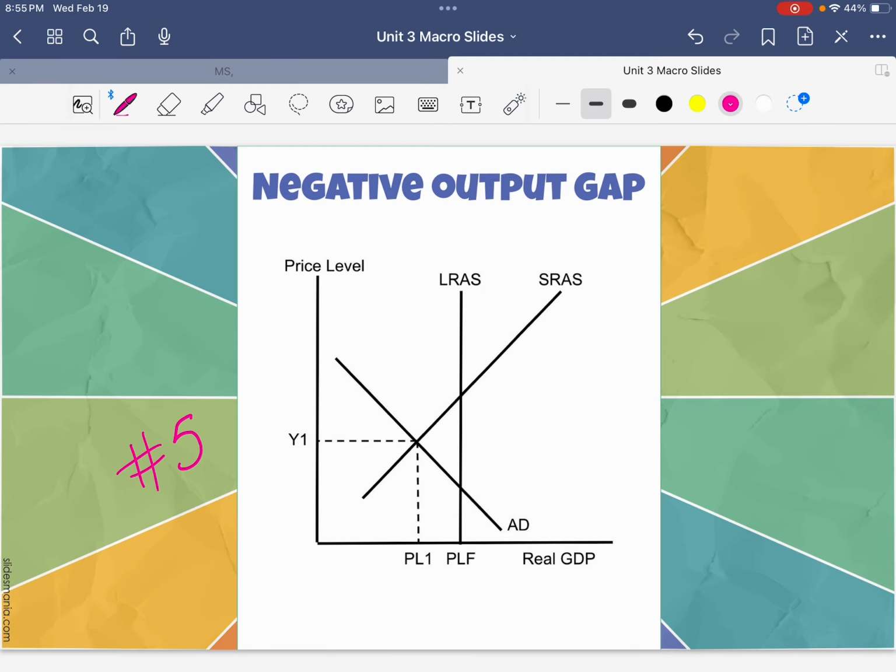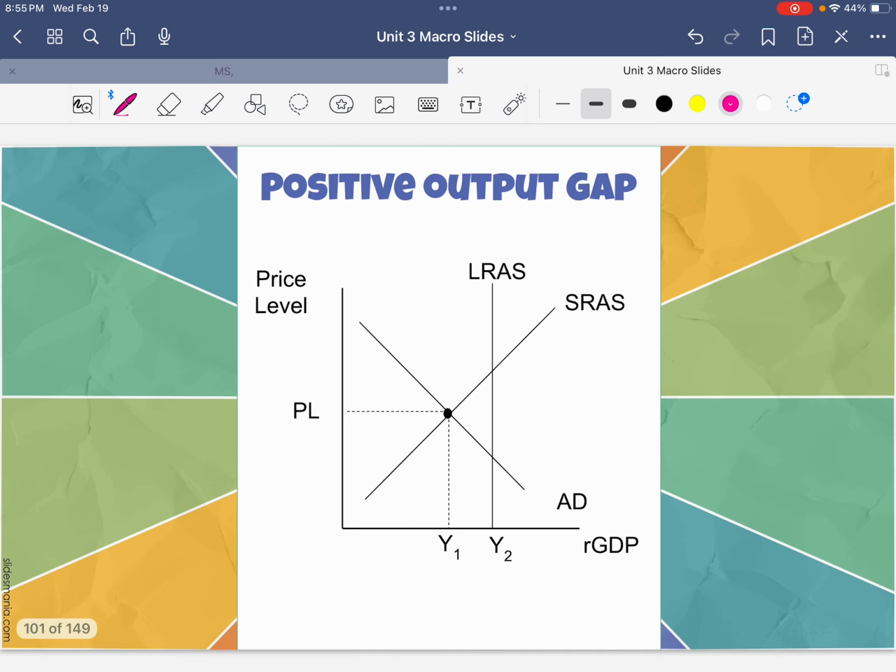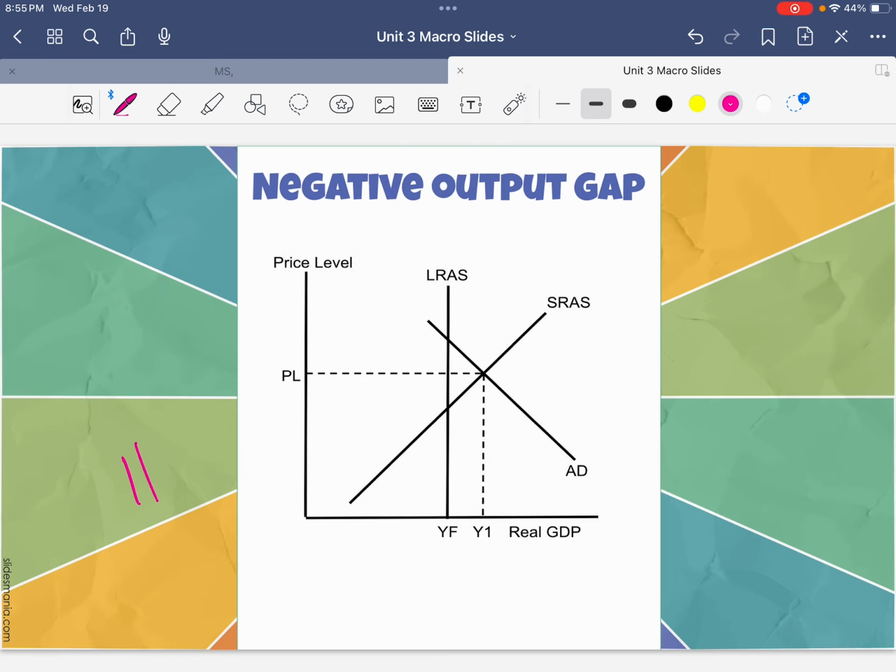It is supposed to be showing me a negative output gap. You're going to tell me what's wrong. Number 6, supposed to be showing long run equilibrium. Take a look for the mistakes. Number 7, telling me what's wrong with the graph on number 7. We're almost done. Number 8, is this showing me a negative output gap? Yes, no, maybe so. Tell me the mistakes.